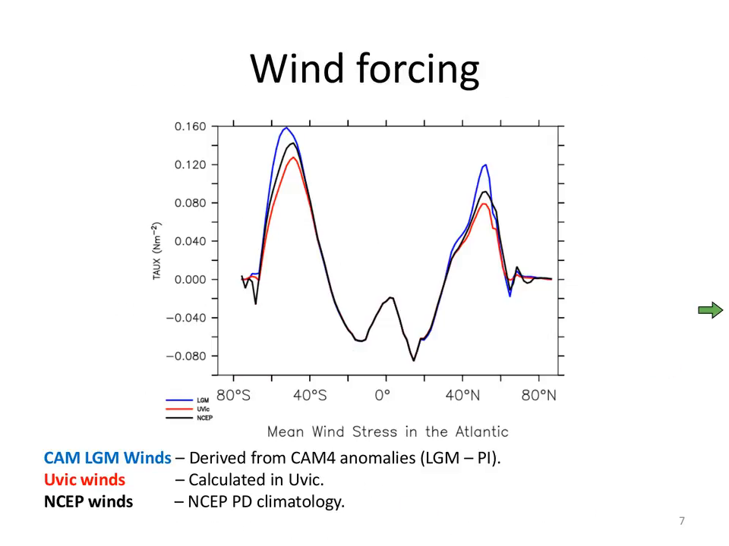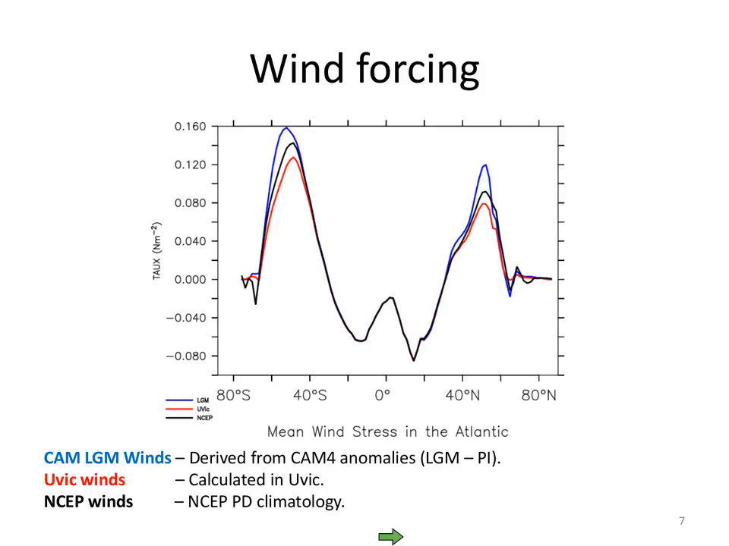So for the wind forcing, as I said, we use the CAM LGM winds and the UVic winds. Just a quick overlook here, compared to the NCEP winds, we see that the UVic winds generally decrease the westerlies in both hemispheres, and the CAM winds increase the westerlies there. In the tropics, generally this approximation in the wind is not very effective in changing the wind, especially in the tropics, more in the extratropics.